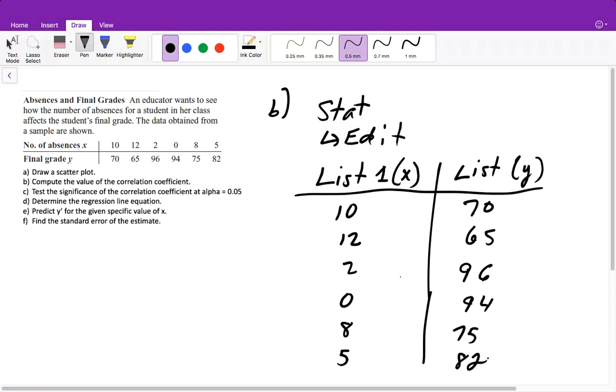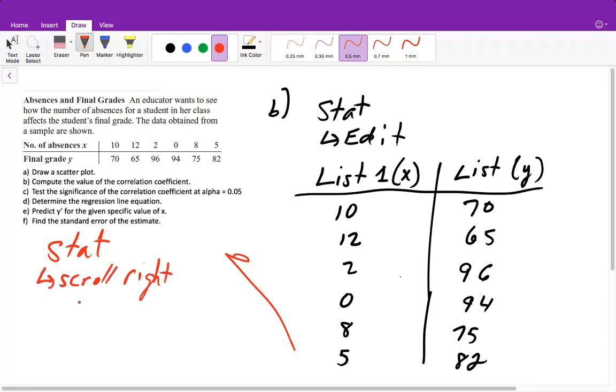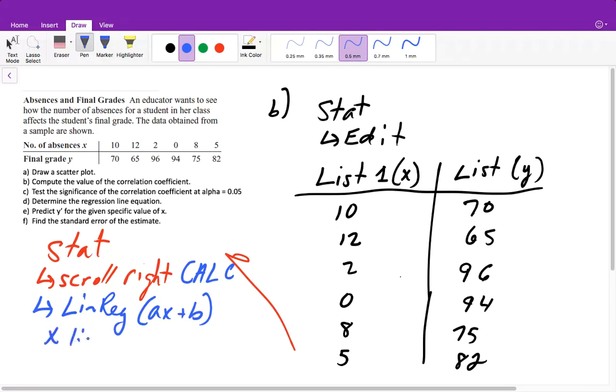All right, then you'll go back to Stat. So you go back to Stat. And then you will scroll right to Calculate. So CALC. You will then go down to Linear Regression, AX plus B, and then you will make sure that your X list is your list 1, because that's where we put our X values. Your Y list will be our list 2, because that's where we put our Y values. And then you'll go down to Calculate, and it will give you your answer.